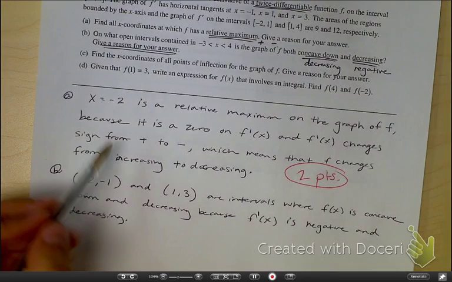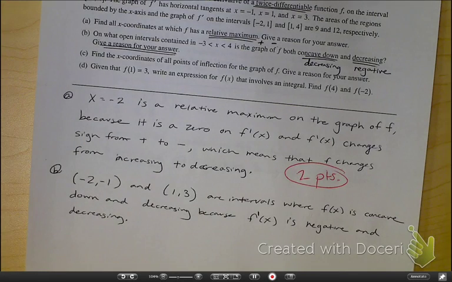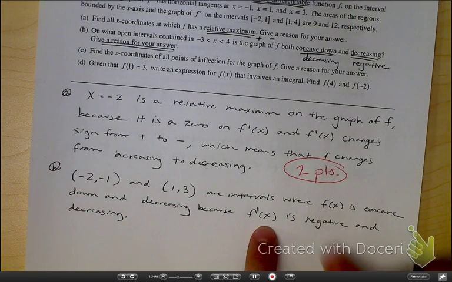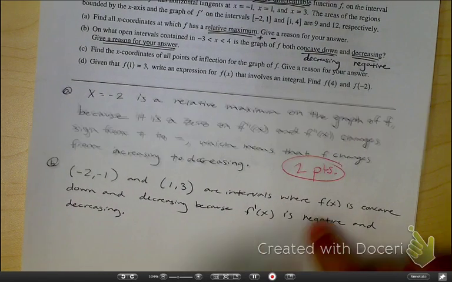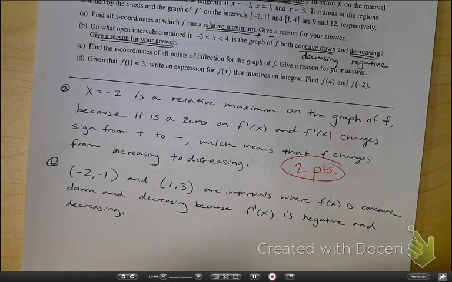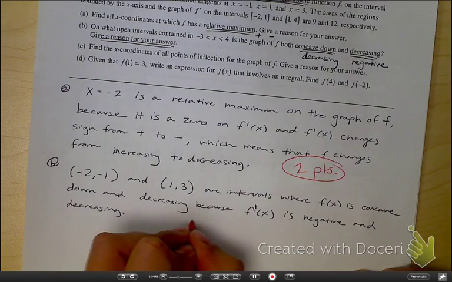Again, I could take more time and over-explain it like I did in part A, but I'll leave it there. I could interpret that f prime of x being negative means f of x is decreasing, and that f prime of x decreasing means that f of x is concave down, but I will save you from my over-explanation in this case.